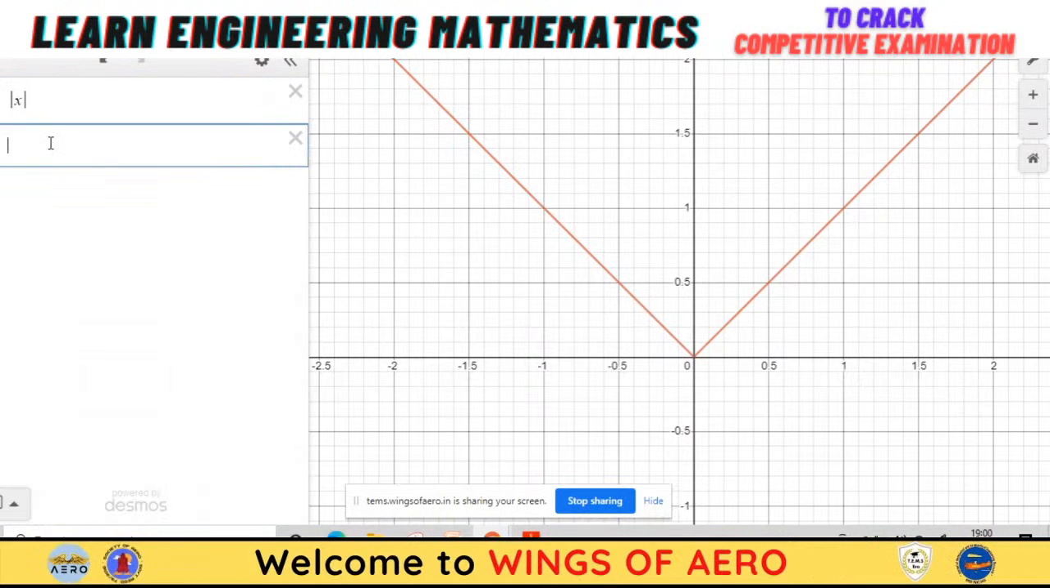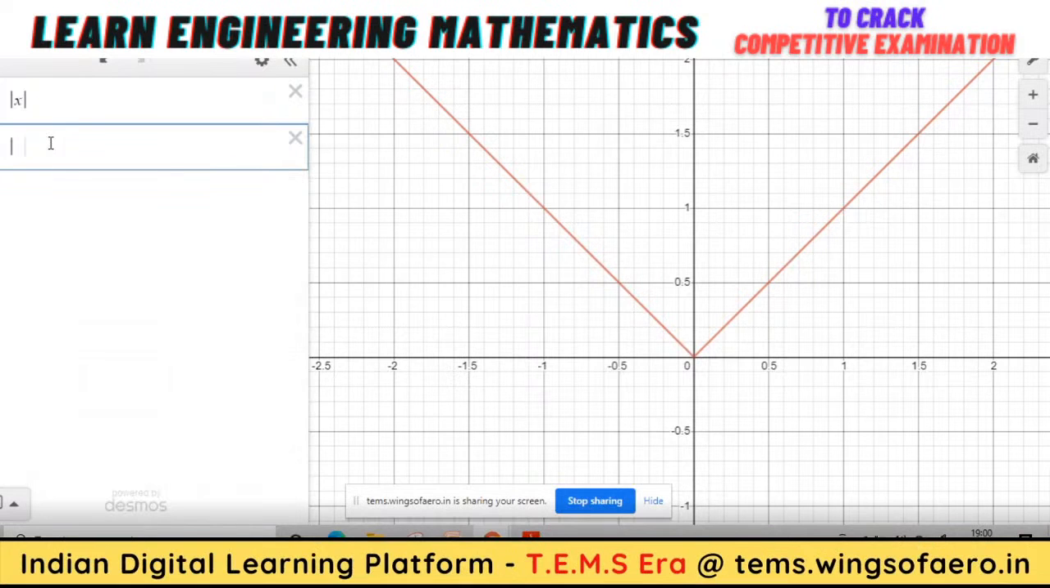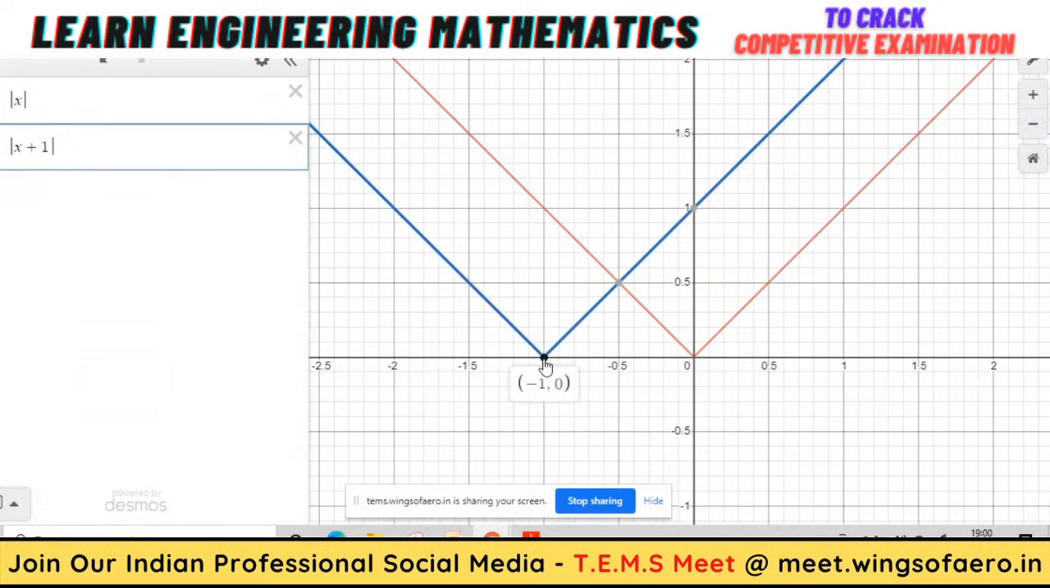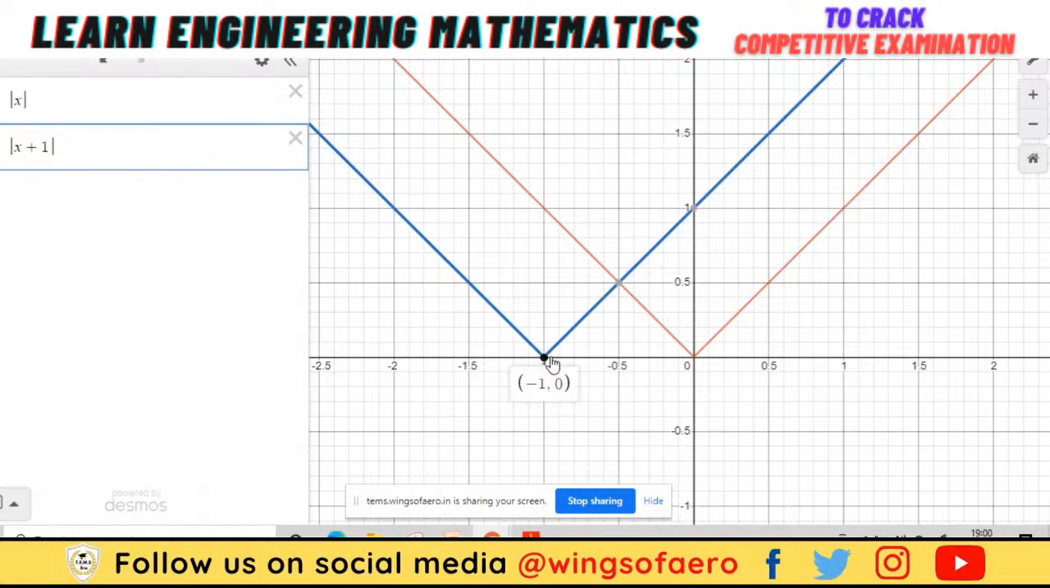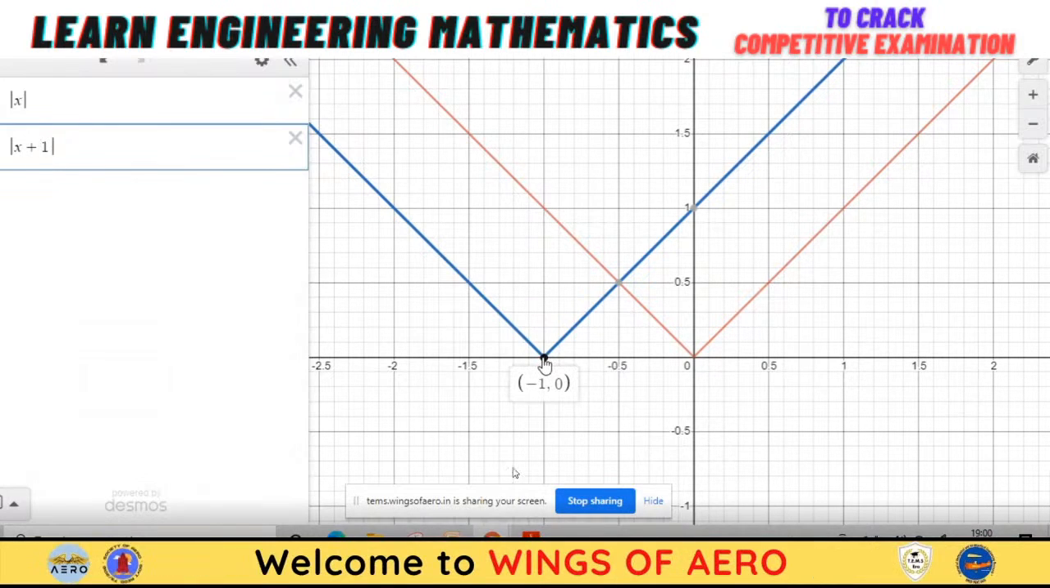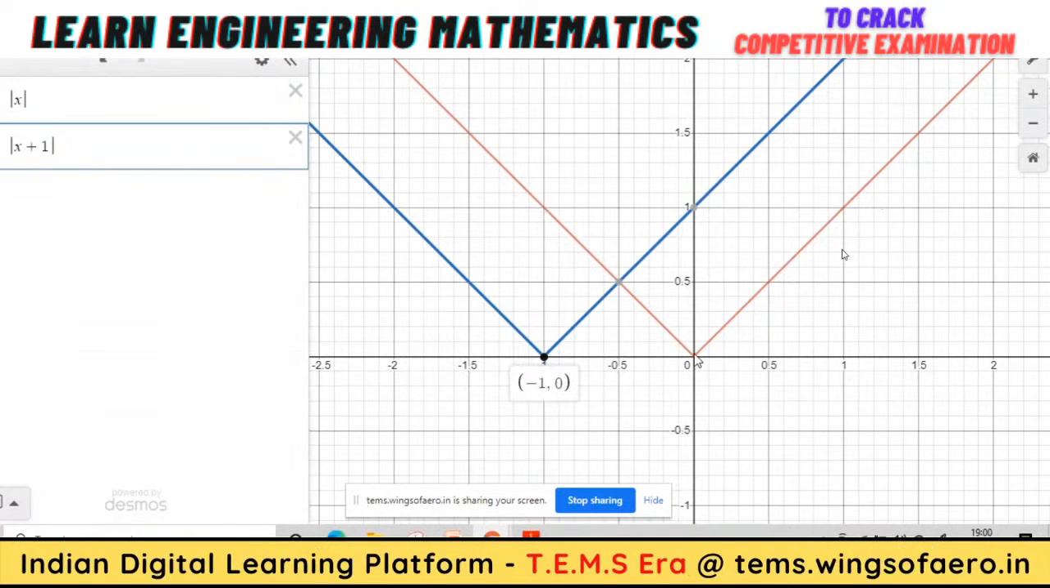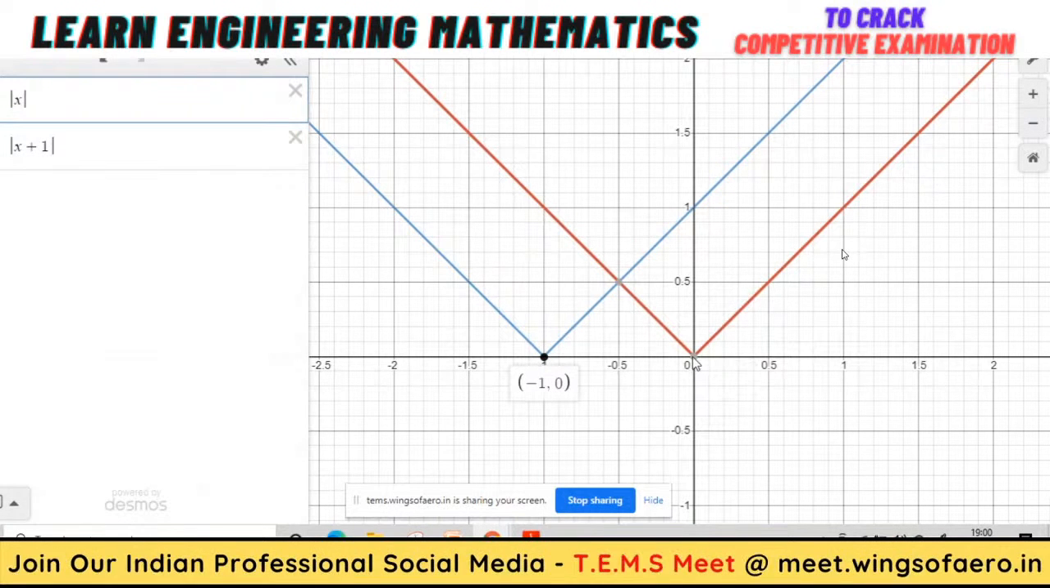Now look at the function mod of x plus 1. Same structure of the function, but this ultimate point, the middle of this V, has changed to -1. If it is x plus 1, then this point will be -1. That is the end of this V point. If it is only mod x, then it is x plus 0.